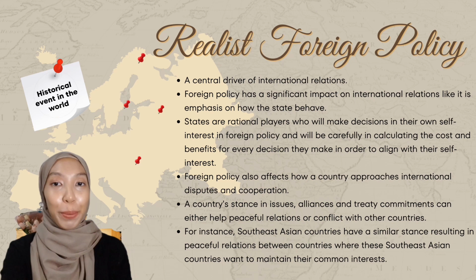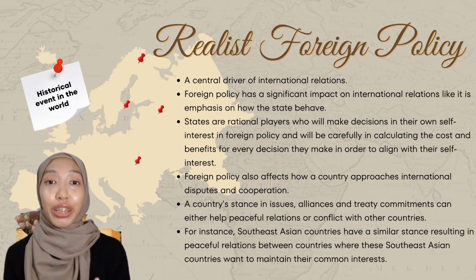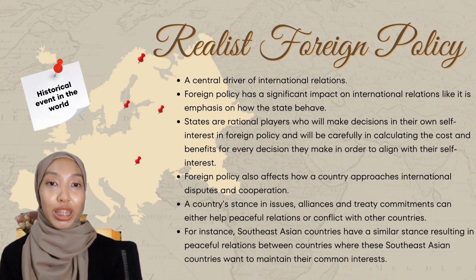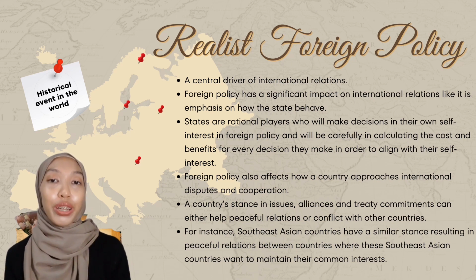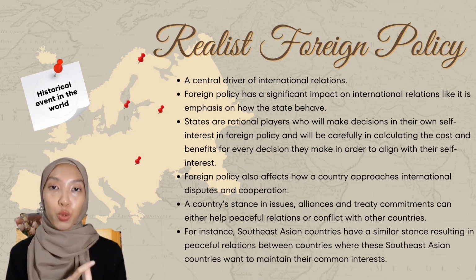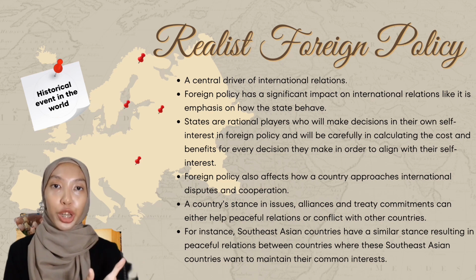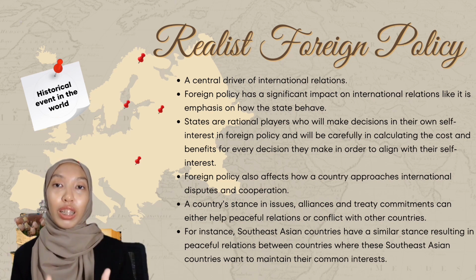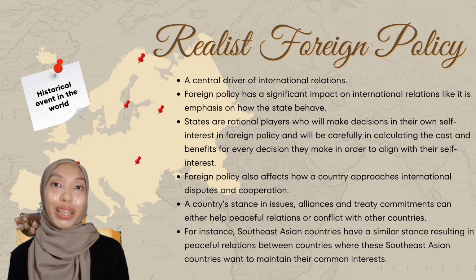Every decision made by the state will calculate the cost and benefit carefully. They are very careful in making decisions and choices to align with their goals due to the anarchic nature of the international system, where they are self-help and fully rely on themselves. A state's stance on issues, alliances, and treaty obligations can either contribute to peaceful relations and cooperation with other states, or it will lead to conflict and disputes. For example, Southeast Asian countries have a similar stance, resulting in peaceful relations between countries, where these Southeast Asian countries want to maintain their common interests.